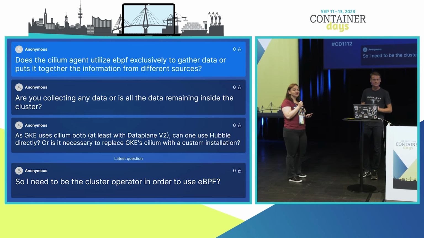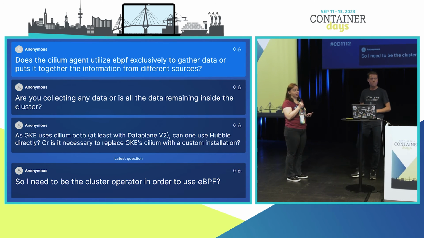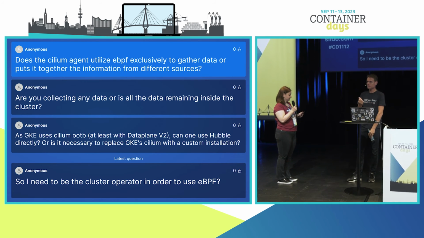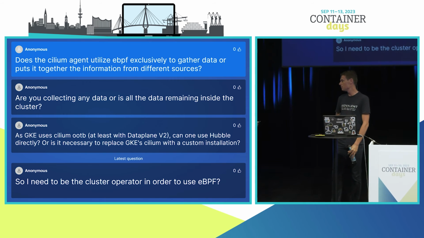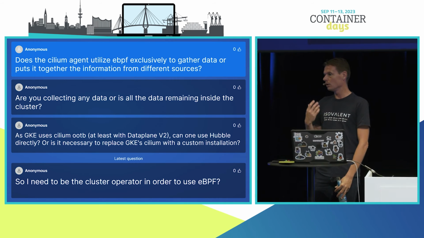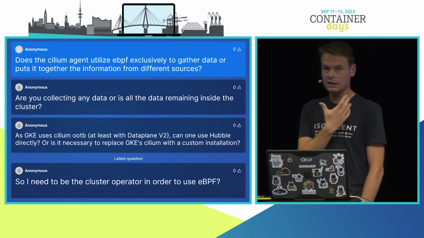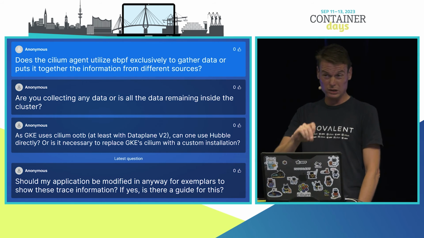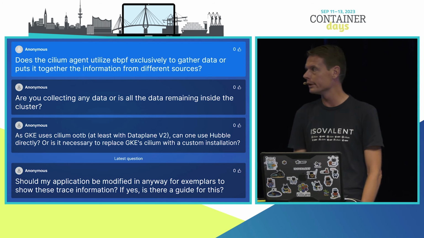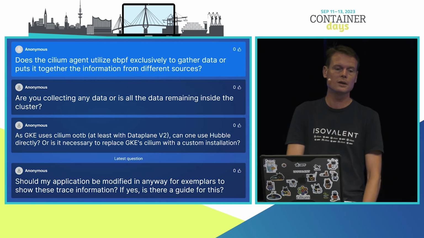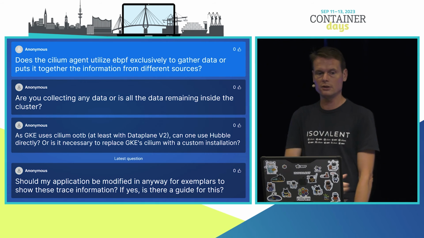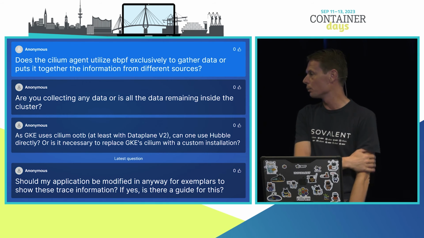The first one is, does the Cilium agent utilize eBPF exclusively to gather data, or does it put together the information from different sources? Oh, that's a very good question, actually. So eBPF is used in Cilium for layer 3, layer 4 information. The Cilium agent will be queried by the Hubble component for that information, and that's all through eBPF. The layer 7 is actually the built-in proxy in the Cilium agent, which is an Envoy proxy we use for all the layer 7 capabilities. So we get that information from the Cilium agent using the Envoy metrics. But yeah, that's basically how it works.